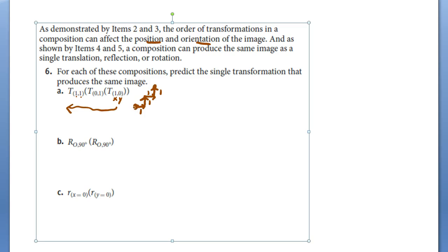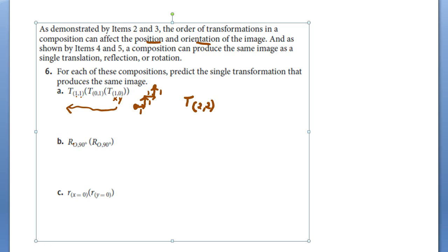So what single translation would produce this same final result? So T for translation. It looks like if we move the x 1, 2 to the right, and we move the y value up 1, 2 up, that would get us from the original spot to the final step with a single transformation. So there is the single transformation.